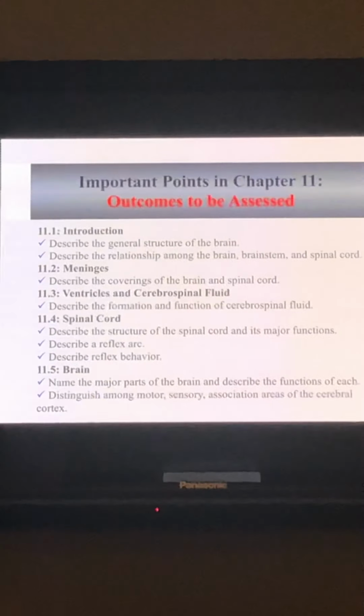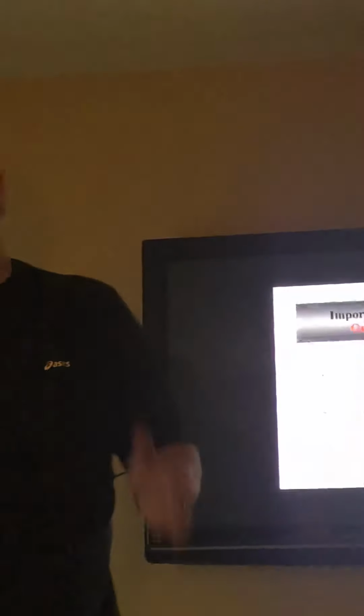I tried to shorten that as much as I could. It's still a pretty difficult test, but remember the chart, 30 to 40% of the test will come off that chart, so study it.